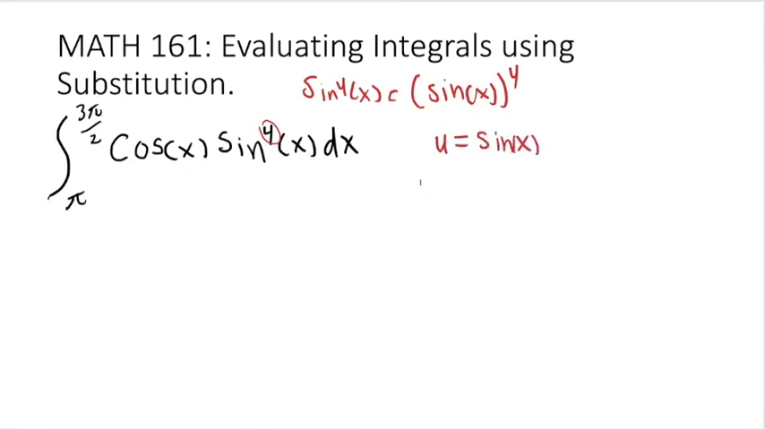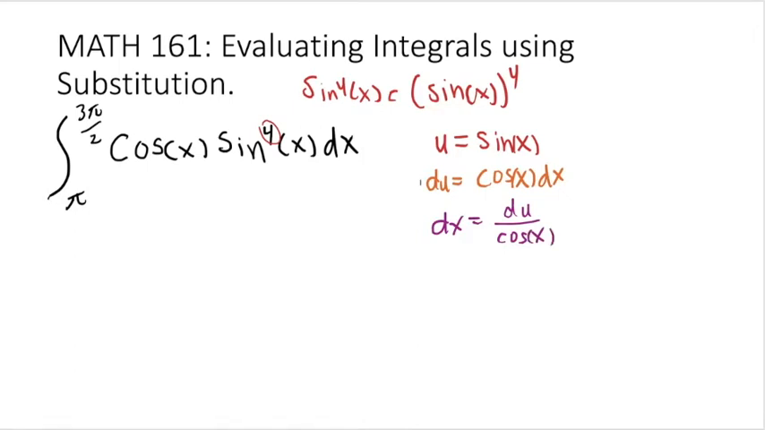So therefore our du, our derivative of that, is going to be cosine x dx, which takes out this beautiful cosine here. So it'll cancel when we rearrange this to be dx equals du over cosine x.